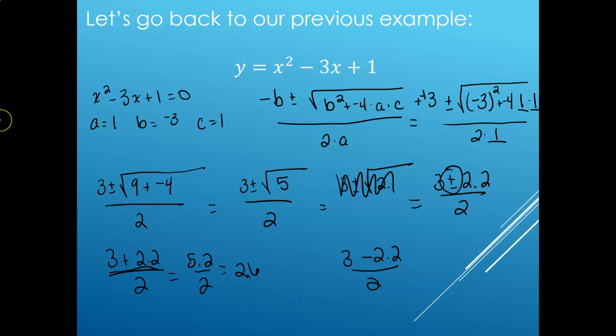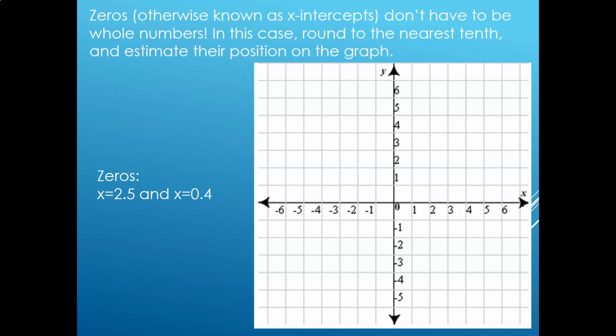And 3 minus 2.2, I hit enter, I get 0.8 divided by 2, which becomes 0.4. So my two zeros are 2.6 and 0.4. Remember, those are our x-intercepts. Zeros, otherwise known as x-intercepts, don't have to be whole numbers. In this case, we rounded to the nearest tenth.